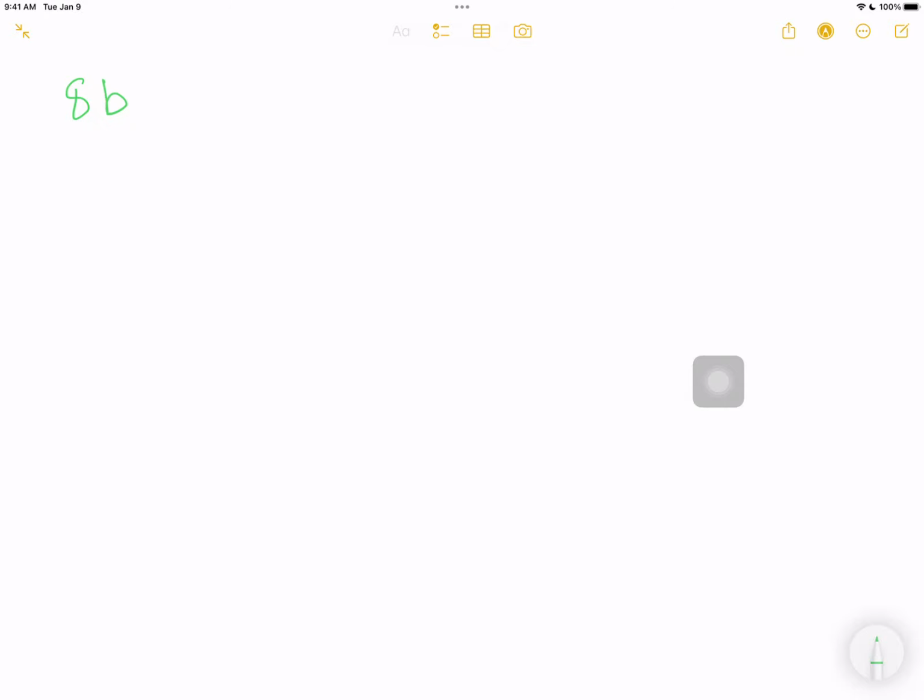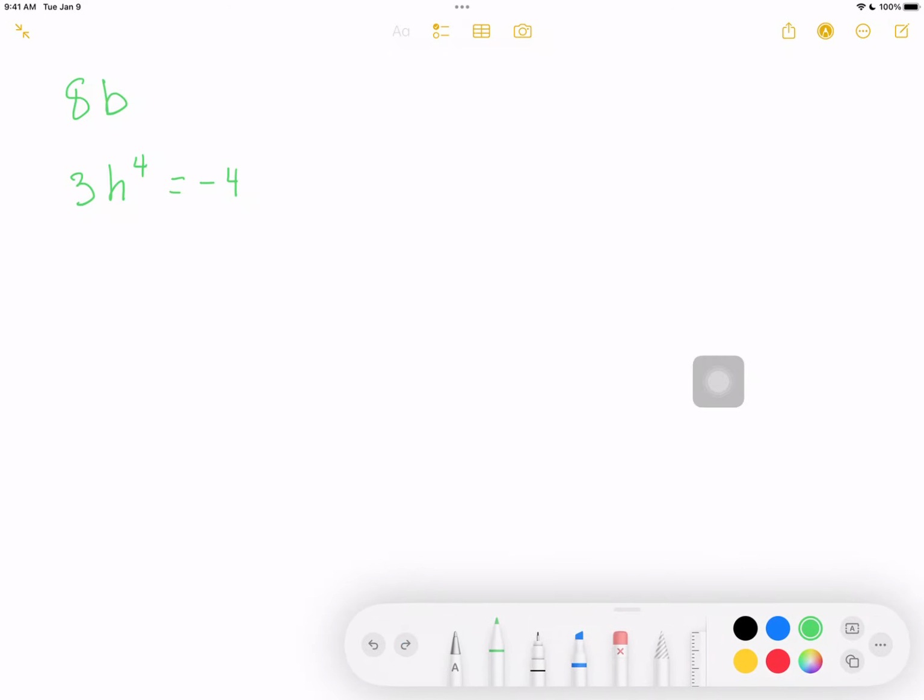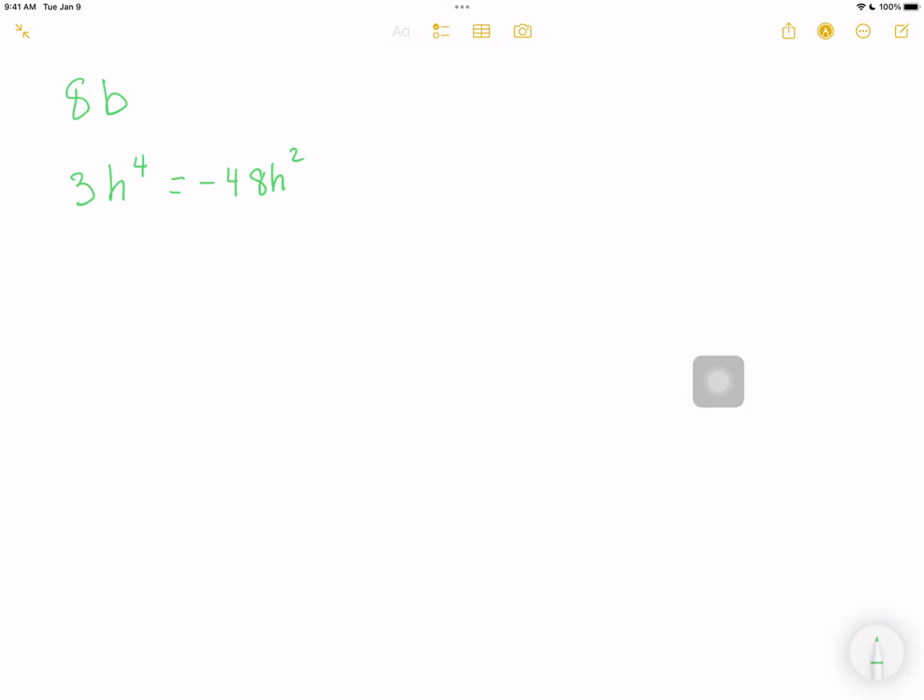And the first question is going to be 3h to the fourth. This comes from near the beginning of the section. Equals negative 48h squared. Okay, and so the first rule when you have a question that looks like this is that you cannot divide by h.